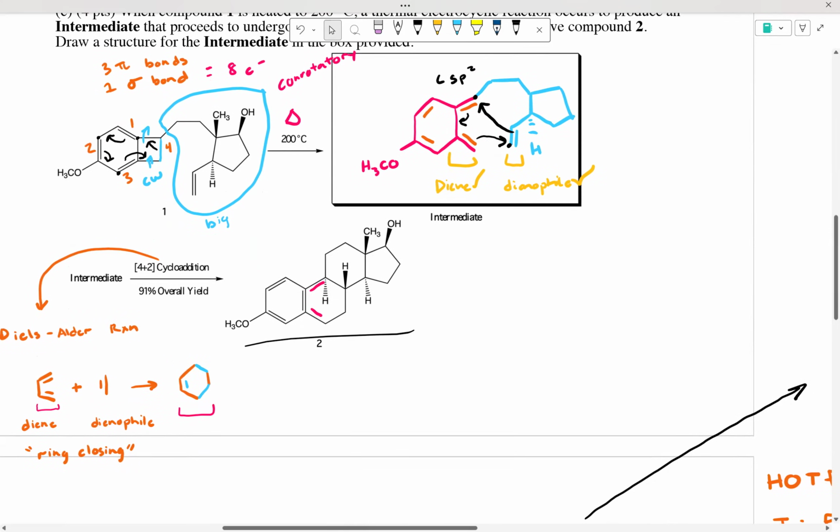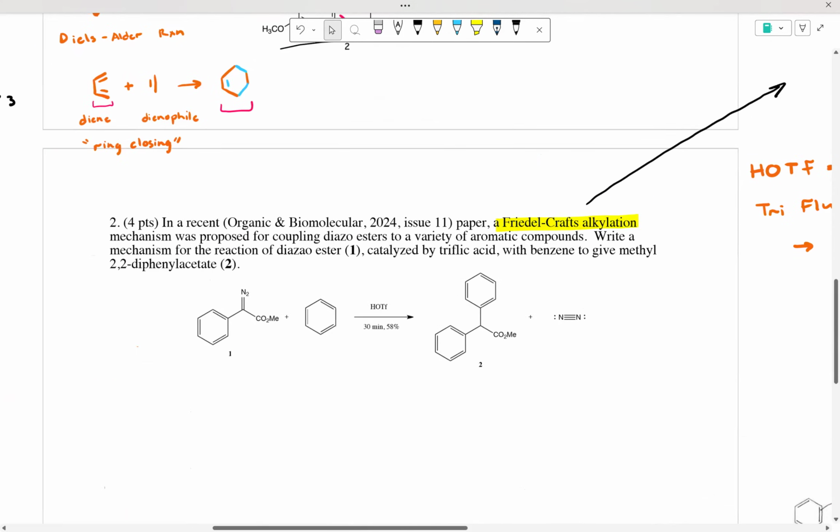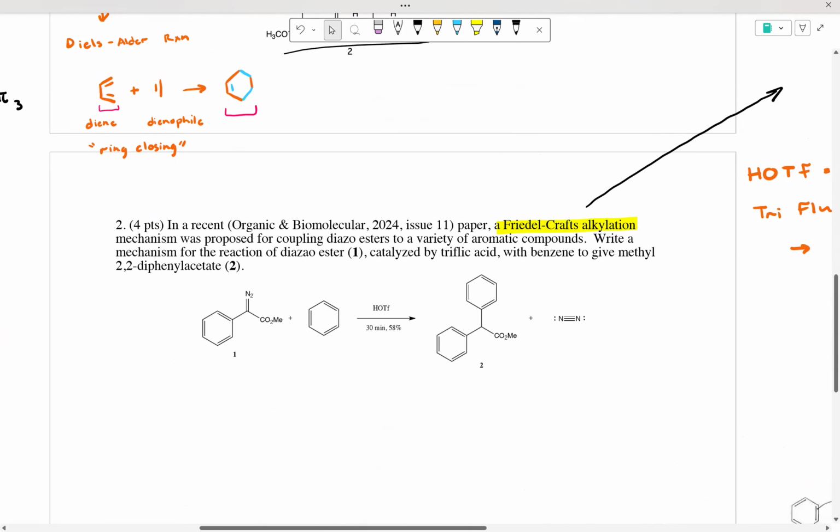So now we can go to the second page. In a recent paper, a Friedel-Crafts alkylation mechanism was proposed for coupling diazo esters to a variety of aromatic compounds. Write a mechanism of the reaction catalyzed by triflic acid with benzene to give methyl 2,2-diphenyl acetate 2.